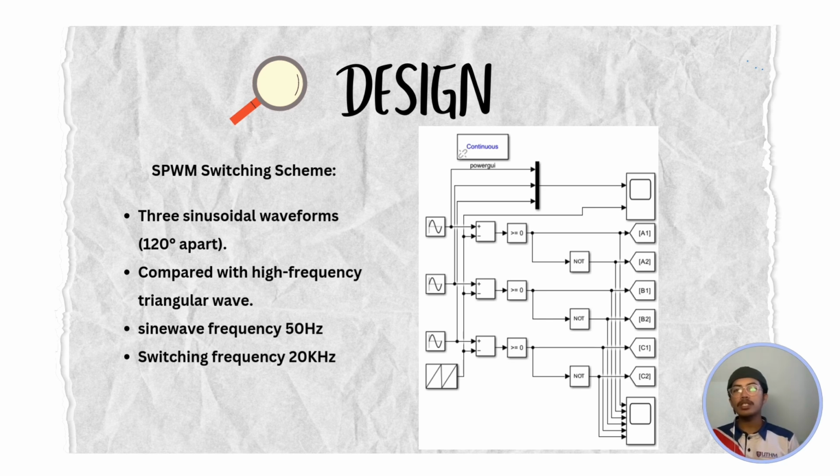The SPWM process generates three sinusoidal waveforms separated by a 120-degree phase difference. These sinusoidal signals serve as reference signals, which are compared to a high frequency triangular carrier signal. When the amplitude of the sinusoidal signal is greater than the triangular signal, the specific switches S1, S3 and S5 are turned on while the others are turned off.